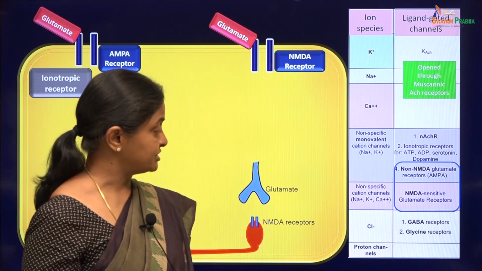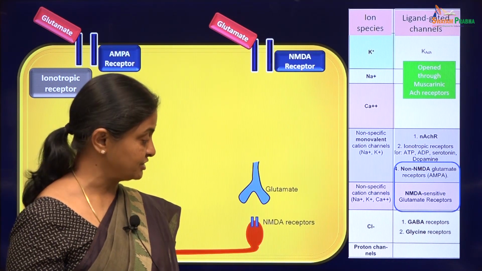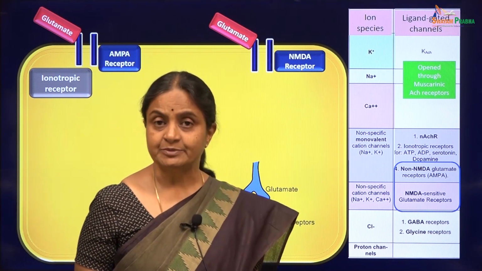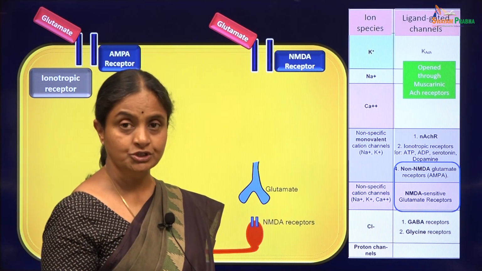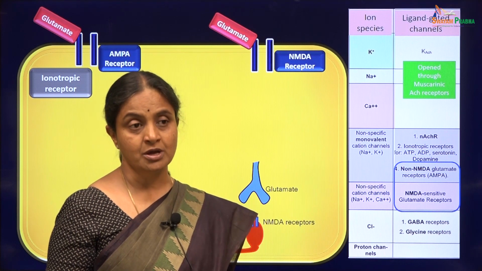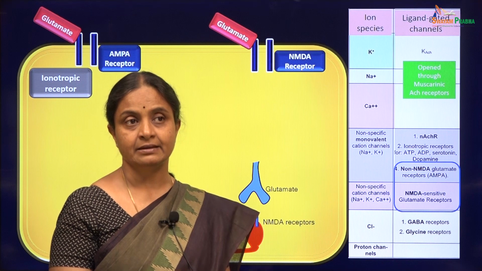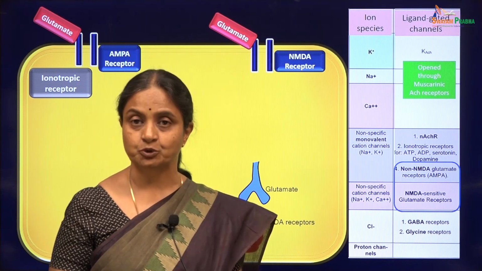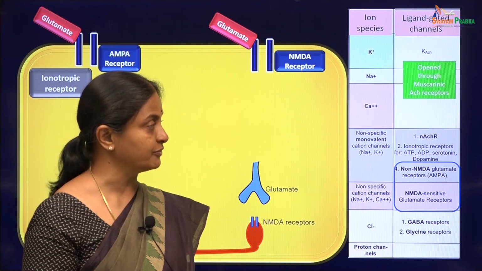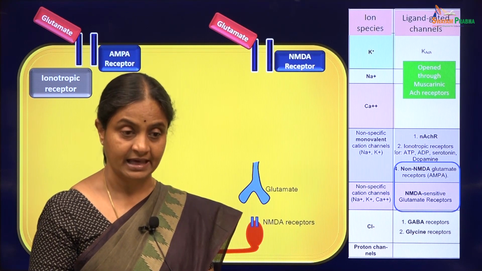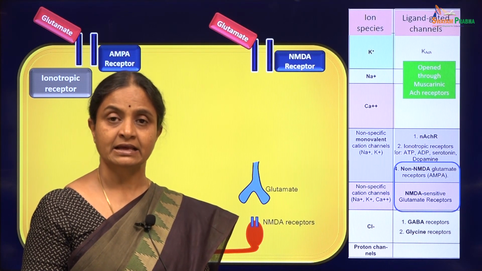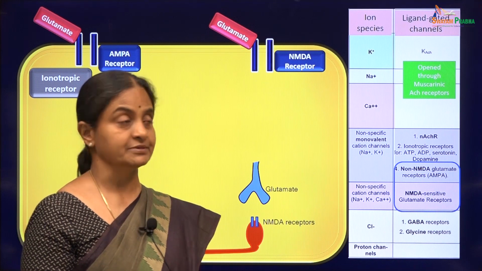NMDA type of glutamate receptors are also found on postsynaptic neurons. They have some special properties. Since they also allow calcium to go through, Dr. Anand Bhaskar will consider them again when he discusses calcium transporters in general. He will speak about the properties of the NMDA receptors there, but I would like to highlight some things about the NMDA receptors here.